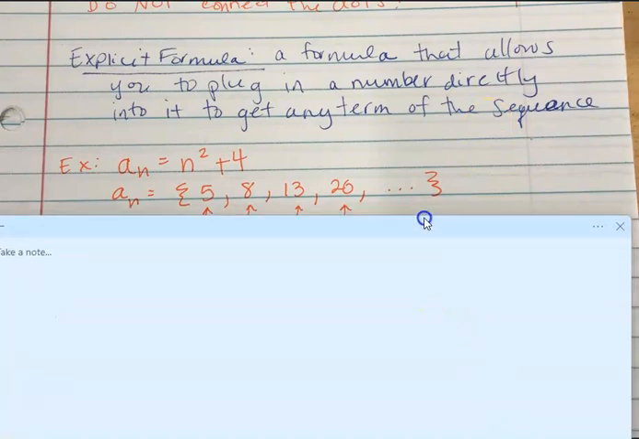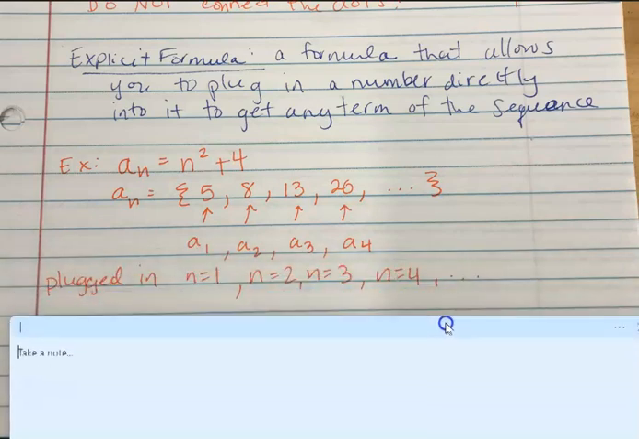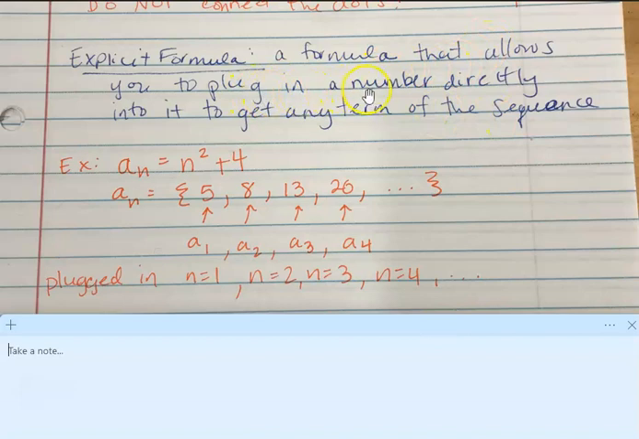We have two types of formulas that give us the rules. One is called explicit. What that means is if I just simply plug in n equals 5 to find the fifth term, or if I plug in n equals 7 to figure out the seventh term, I have a formula that I can use to figure out that term directly.